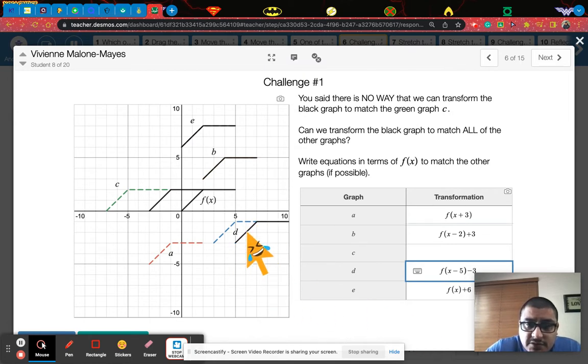Now, this is a little bit too far to the right. If I move it two to the left, I'm going to take away two from five. And then maybe make this a three. And yeah, that matches. Now, for A, I believe it's this one here.